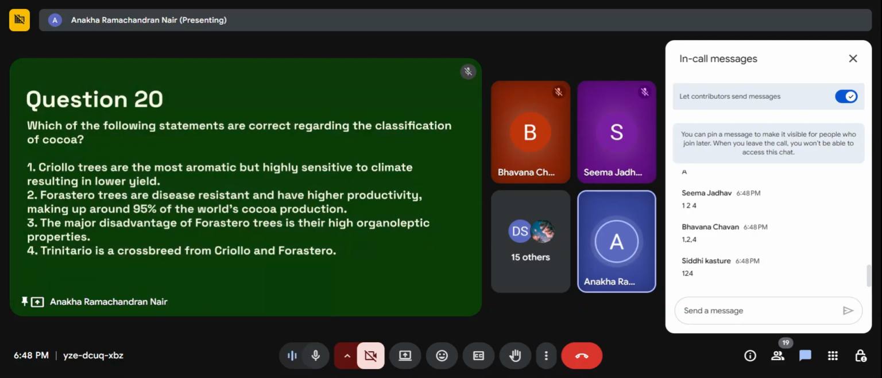Everyone already seems to know this answer. Very good of you guys to remember all this. So yes, the correct answer is 1, 2, and 3. The major disadvantage of Forastero trees is their high organoleptic properties is not correct.